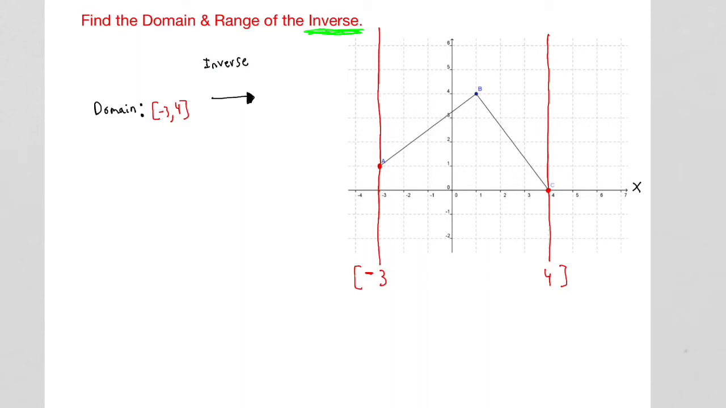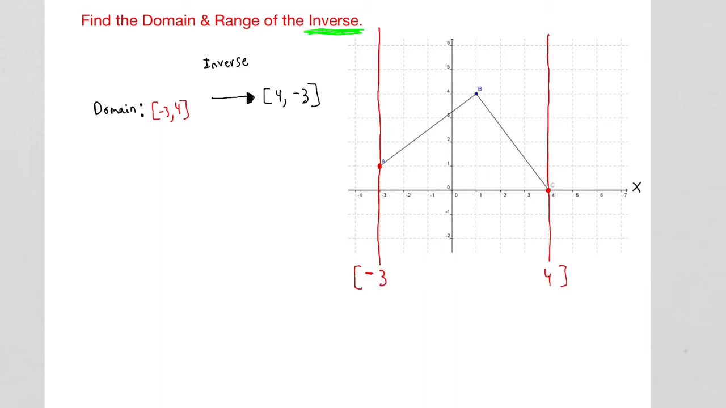And since I'm interested in getting the domain of the inverse, all I have to do is change the position of these two values. So instead, I'm going to get [4, -3], and this is the domain of the inverse.